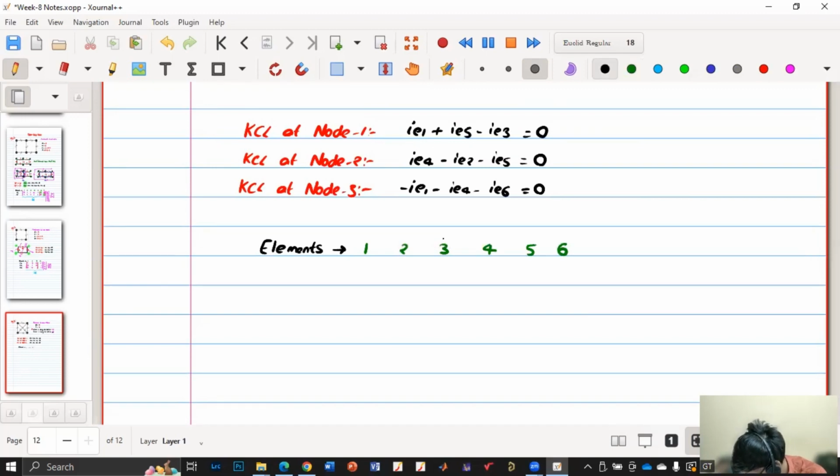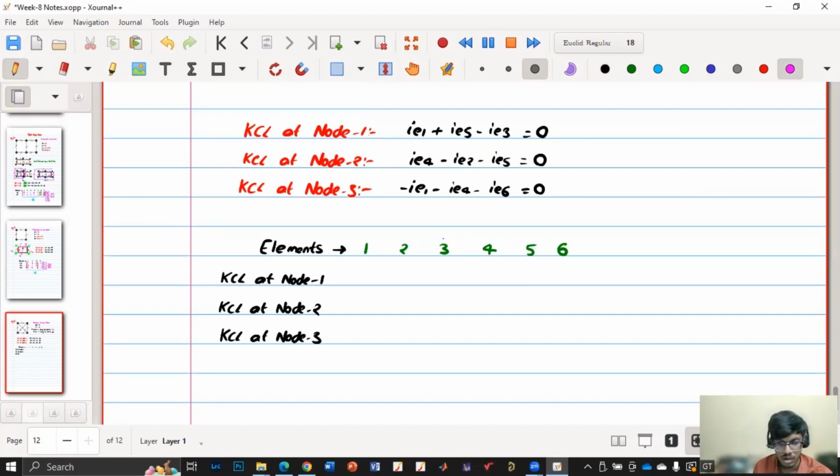Then we'll write KCL at node 1, KCL at node 2, KCL at node 3. So can you tell me what will be the matrix values?